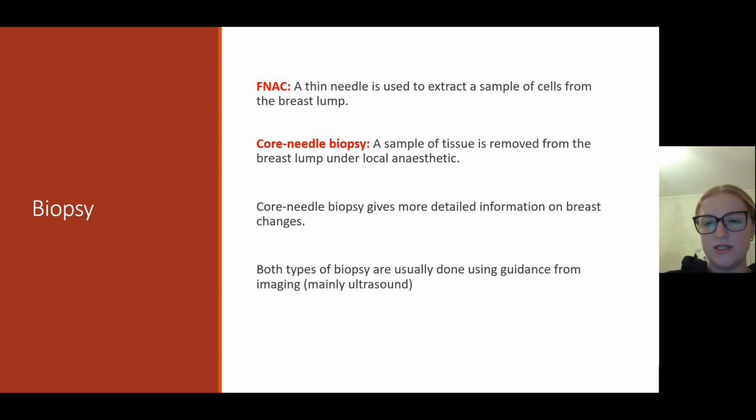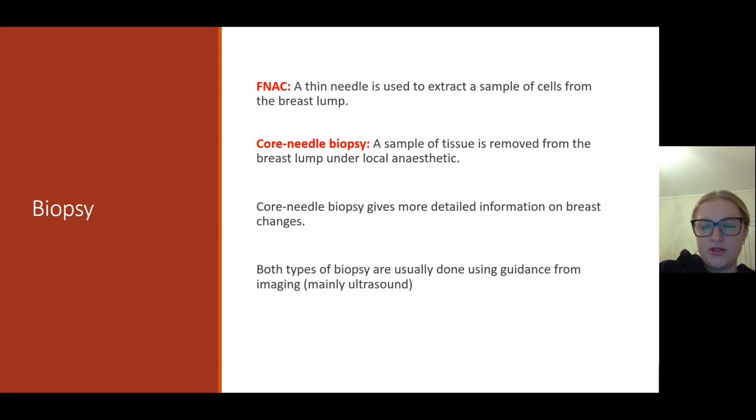Core needle biopsies give more detailed information on the breast changes. Fine needle aspiration cytology gives you cell morphology, so you can only say whether there are malignant cells in the breast lump. Whereas because core biopsy removes breast tissue, the histology can distinguish between invasive or in situ carcinomas. Immunochemical studies can also be conducted where proteins such as estrogen receptor and human epidermal growth factor receptor 2 can be measured. These are important in deciding on treatment and determining the prognosis of a patient's breast cancer.